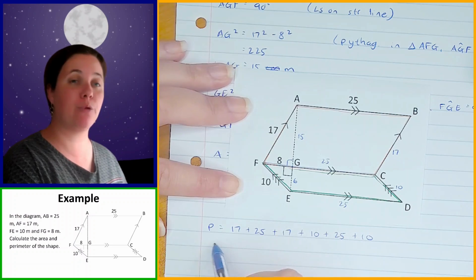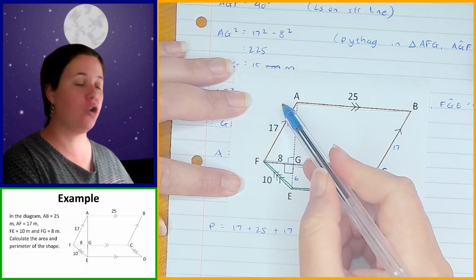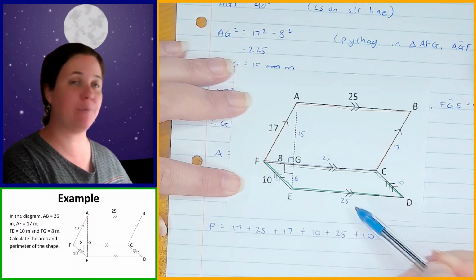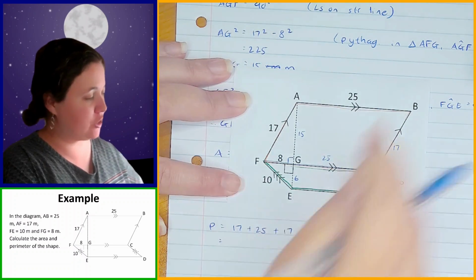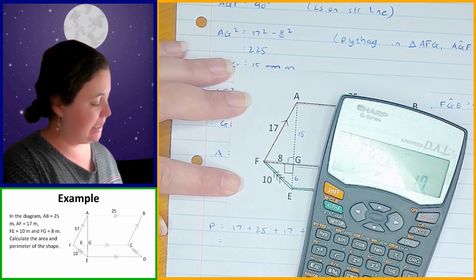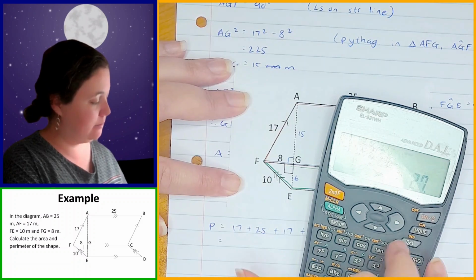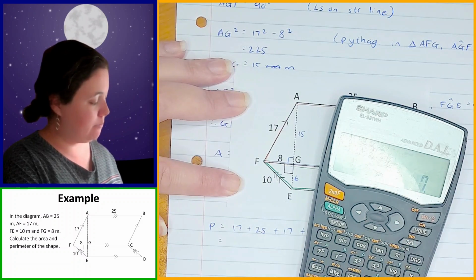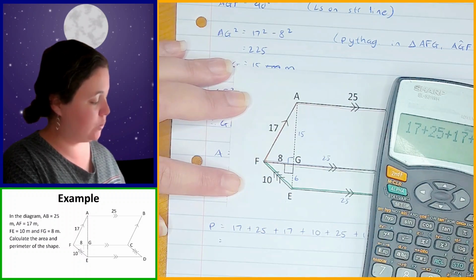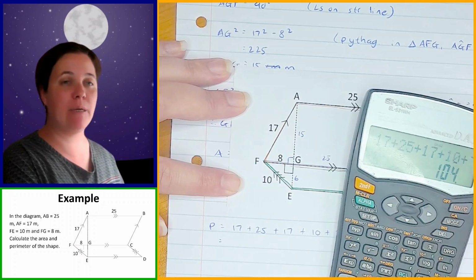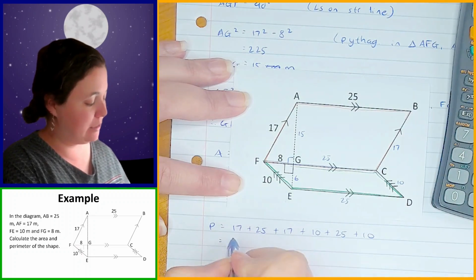Okay, so when you're working out the perimeter of a complex shape, you just work your way around the shape and you add up the sides as you go. So that's going to be 17 plus 25 plus 17 plus 10 plus 25 plus 10. That gives me 104 meters.